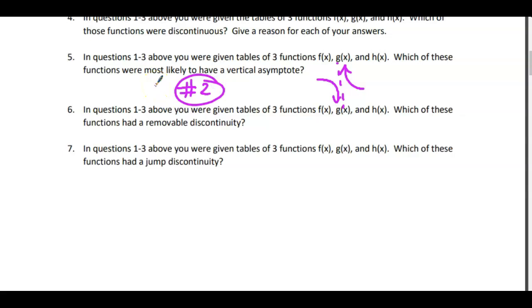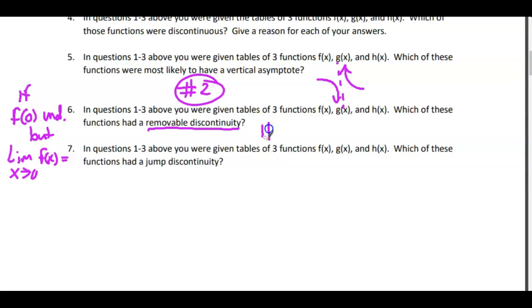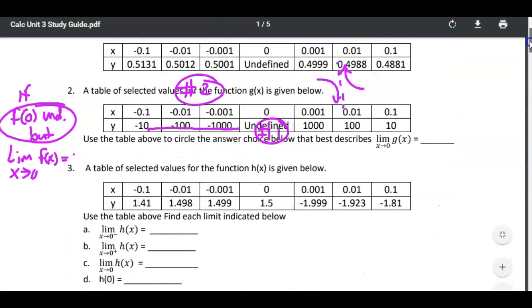In questions 1 through 3, you're given a table of 3 functions. Which of these had a removable discontinuity? A discontinuity is removable if the function doesn't exist, but the limit does. So number 1 is the one that had a removable discontinuity. Here's why: on number 1, remember, the function didn't exist at 0, but it did have a limit of, what was it? I forget now. I have to cheat and look back. It was 0.5.